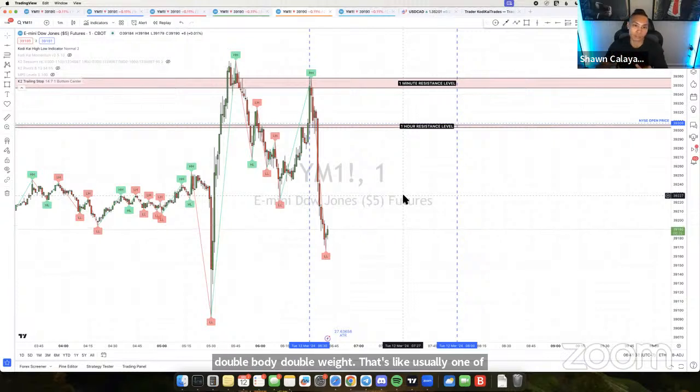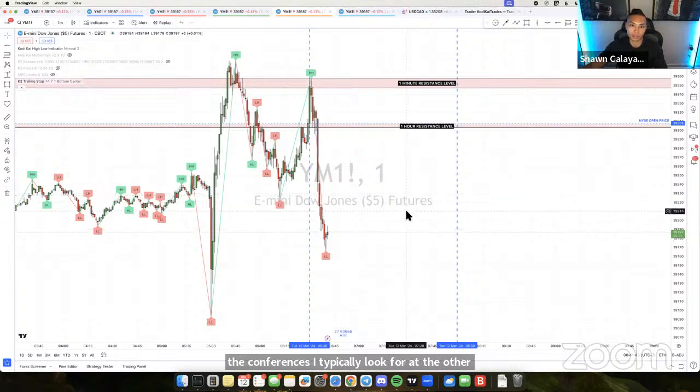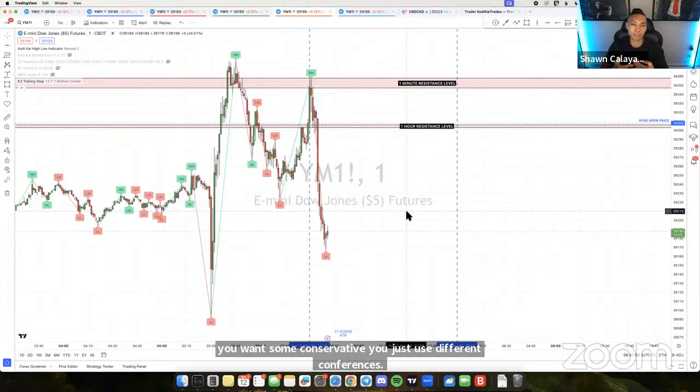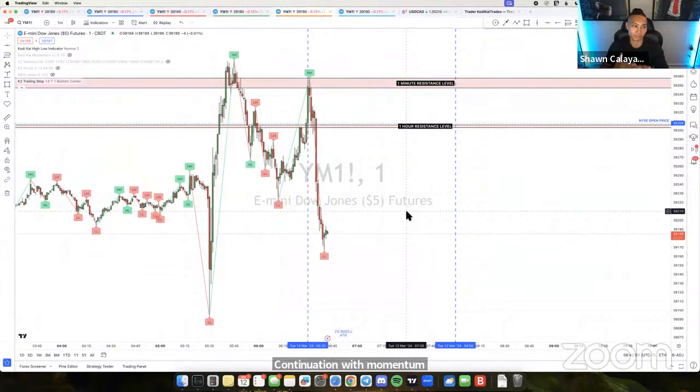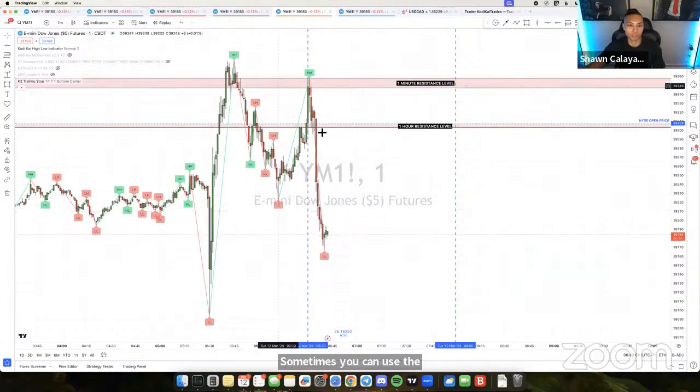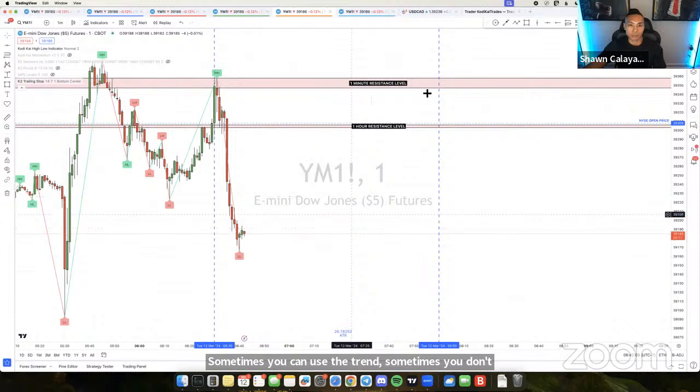The other confluence is, of course, momentum. Another confluence is trend. It depends on what you want to apply. If you want to take something risky, something less risky, or something conservative, you just use different confluences to improve on that. But there's three main pillars that I use: reversal, continuation with momentum, and trend. That's about it. Sometimes you can use the trend, sometimes you don't need to. It's just up to your preference, however you want to trade it, but it works the same way.